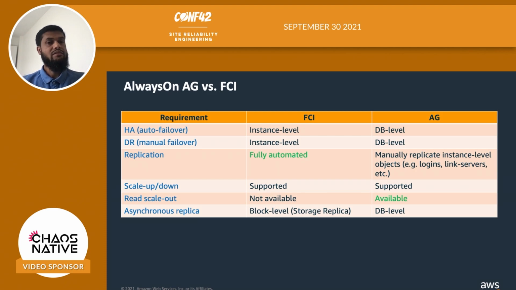Whereas with AGs, you have read replicas available, where you can add reader nodes as well on Enterprise edition, not on Standard. Asynchronous replication, again, with FCI is block level storage. You can replicate the block level storage to the other node or other storage, bring up the storage on the other side, and off you go. Whereas on the AG, it's on the database level.